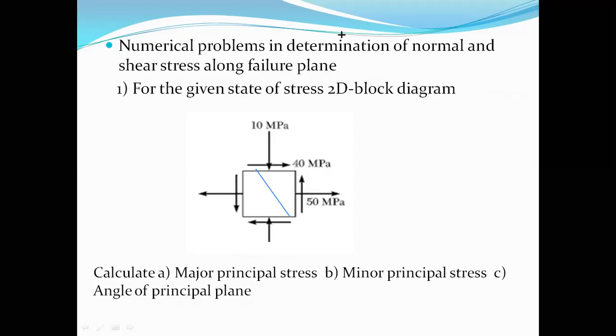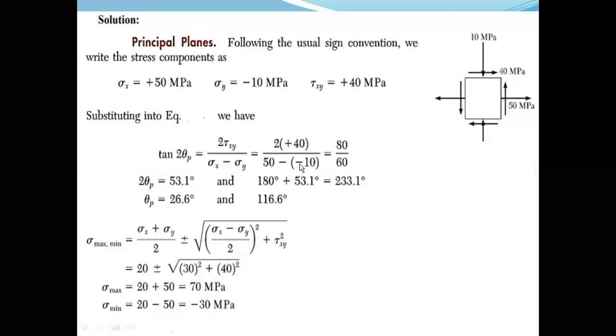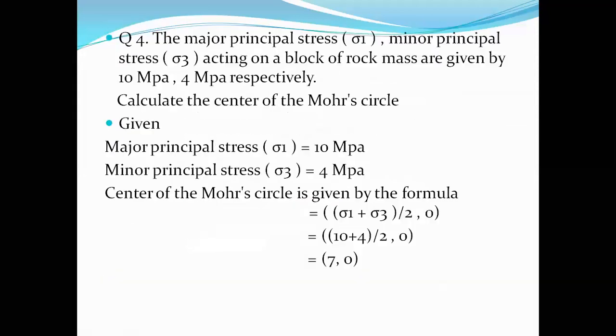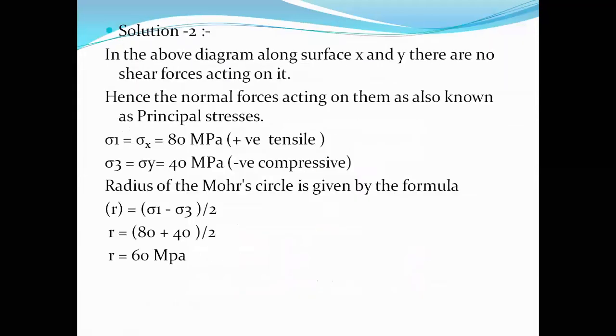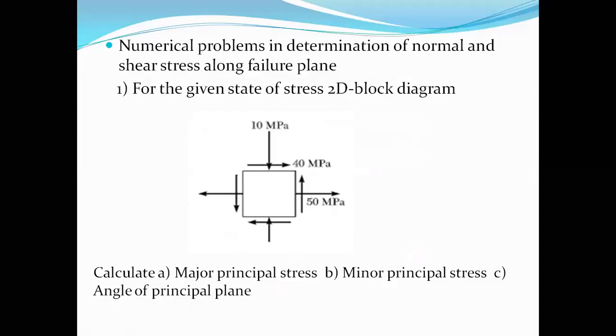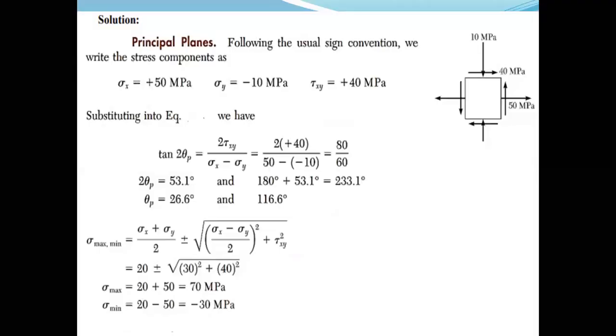Okay, let's see how exactly it is. Let me clear this. Okay, we are after to find out this. Okay, one is 40, 50, right? Okay, same diagram. See here, sigma x is taken as positive because it is tensile.